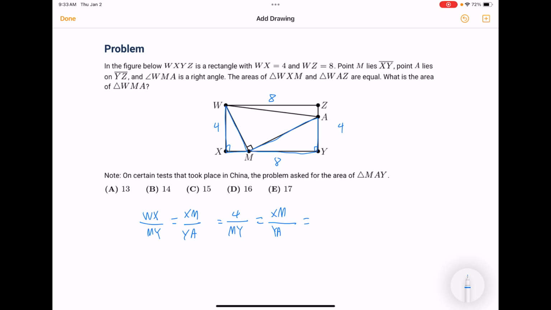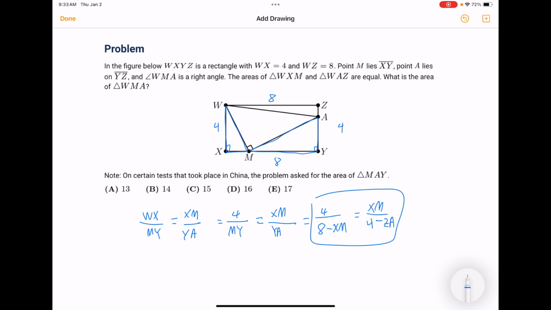But this can be further simplified because we can figure out that MY is just 8 minus XM, because we want to make it so that there are more of the same lines that we're referring to. So XM over YA is the same thing. It's 4 minus ZA. So this is what we're left with. Now we only have two unknown lines.